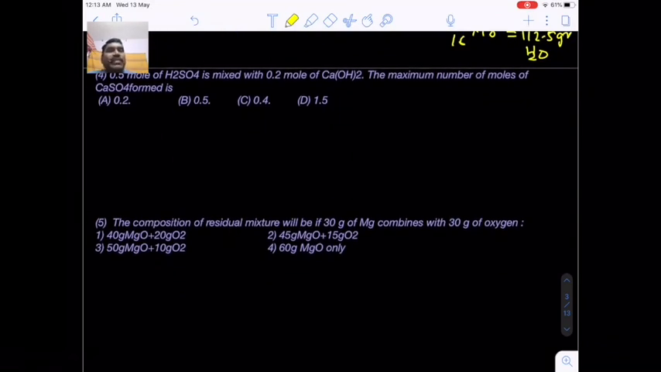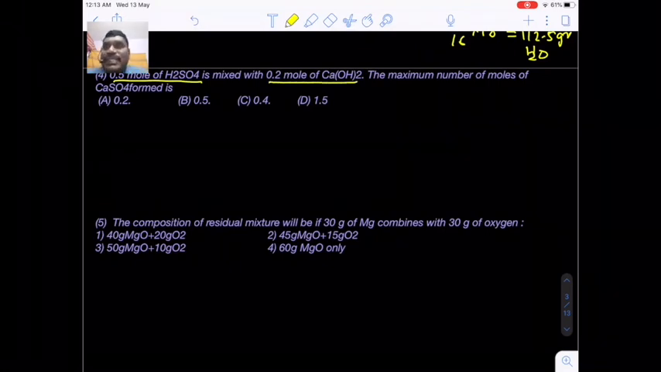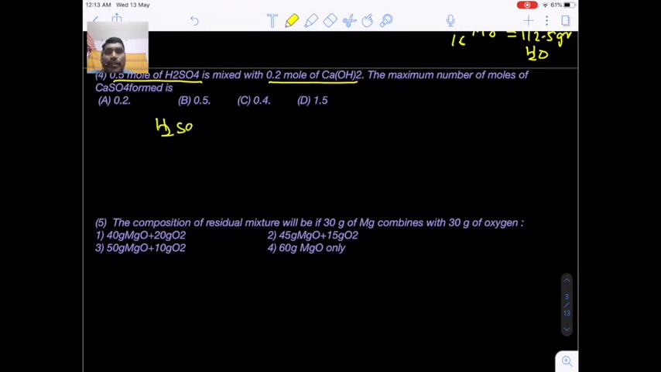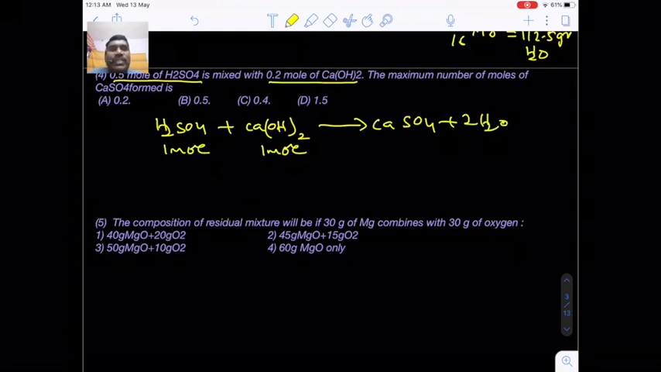Sulfuric acid, 0.5 moles given to you, and 0.2 moles of calcium hydroxide is given to you. Find the maximum number of moles of calcium sulfate formed. Now this is an acid-base reaction. Sulfuric acid reacts with calcium hydroxide to give calcium sulfate and water. So this is the balanced equation. 1 mole of sulfuric acid will react with 1 mole of calcium hydroxide. How many moles of sulfuric acid are given in the question? 0.5. Calcium hydroxide is given as 0.2.